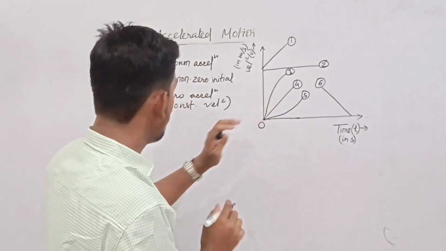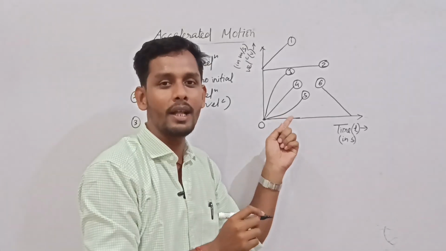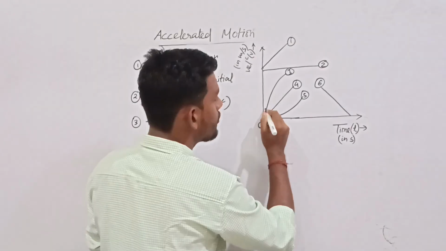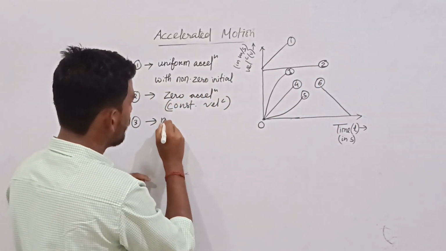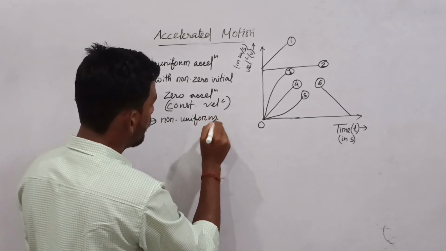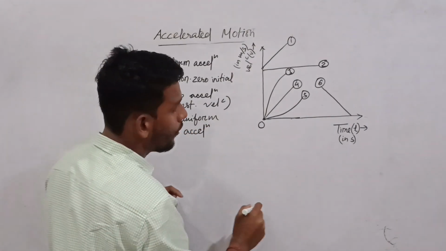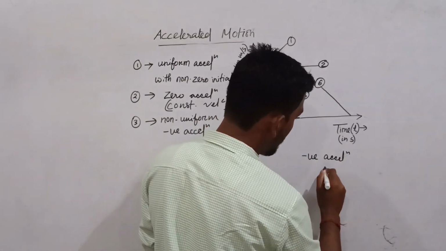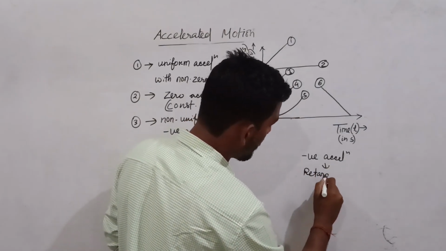Clear? See, in case of number 3 graph, it looks like non-uniform. It increases, and after that it starts to decrease. So it is non-uniform negative acceleration. Now you should know the negative acceleration. It is represented by a word that is called retardation.